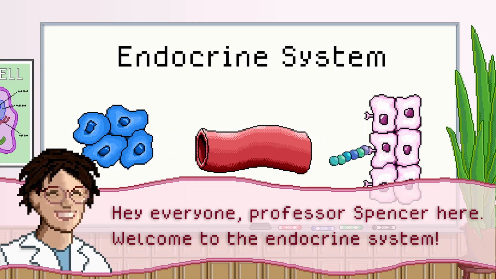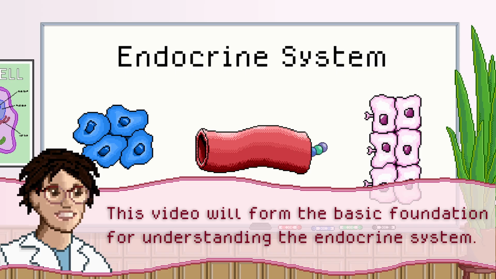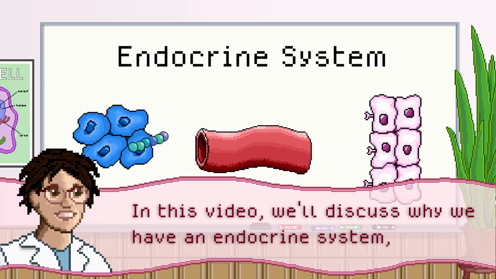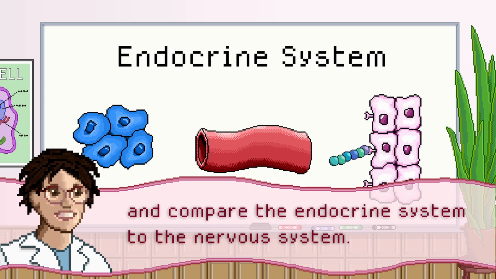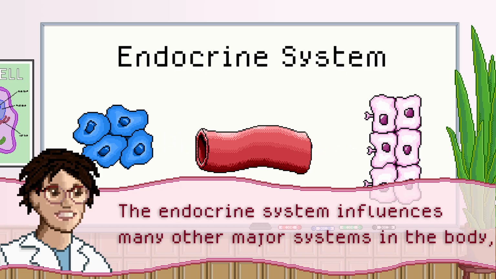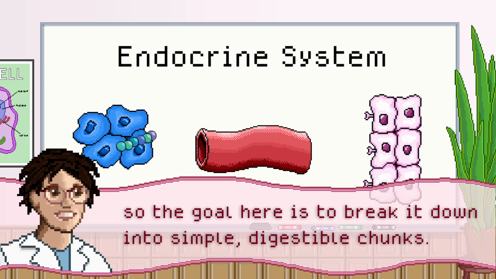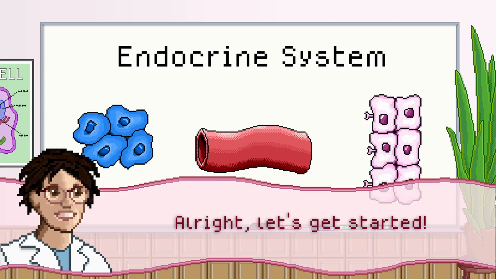Welcome to the endocrine system. This video will form the basic foundation for understanding the endocrine system. In this video, we'll discuss why we have an endocrine system, its basic components, what hormones are, what stimulates hormone release, and compare the endocrine system to the nervous system. The endocrine system influences many other major systems in the body, so the goal here is to break it down into simple, digestible chunks. Alright, let's get started.